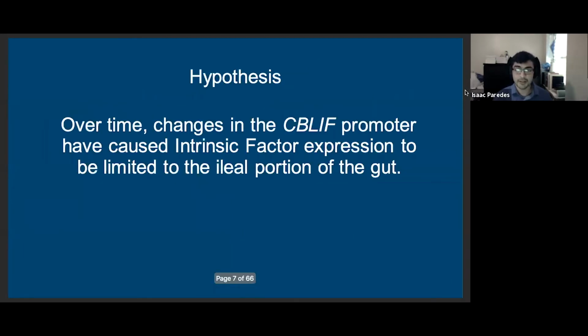We hypothesize that the promoter sequence of the CBLIF gene has changed in the human lineage as our vegetarian ancestors shifted to a diet rich in meat, eventually changing towards expression in the ileal region of the gut in humans. Next slide, please.